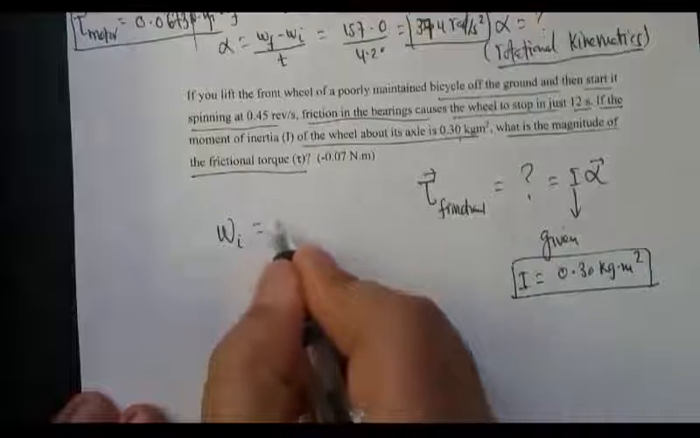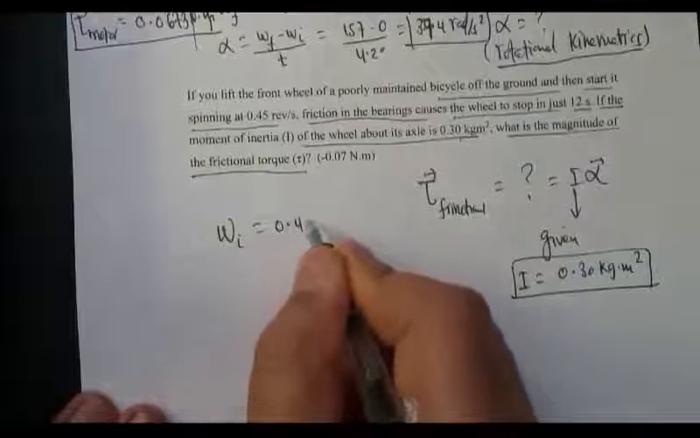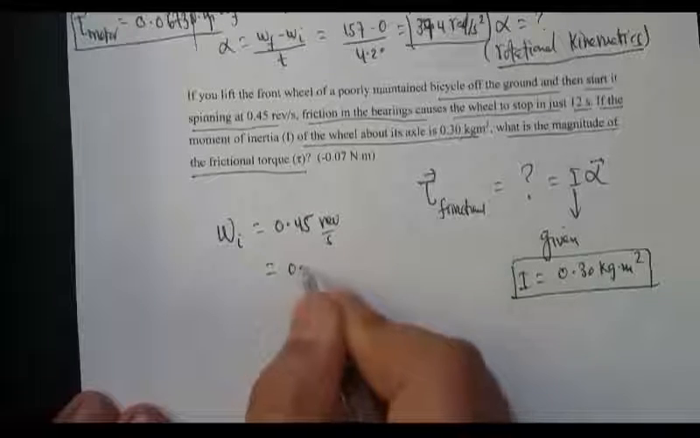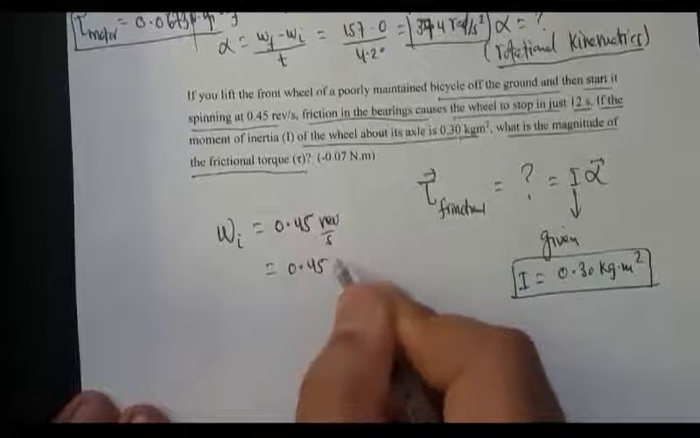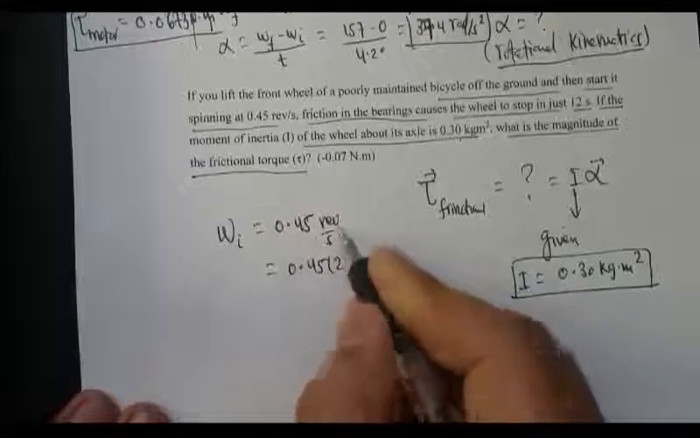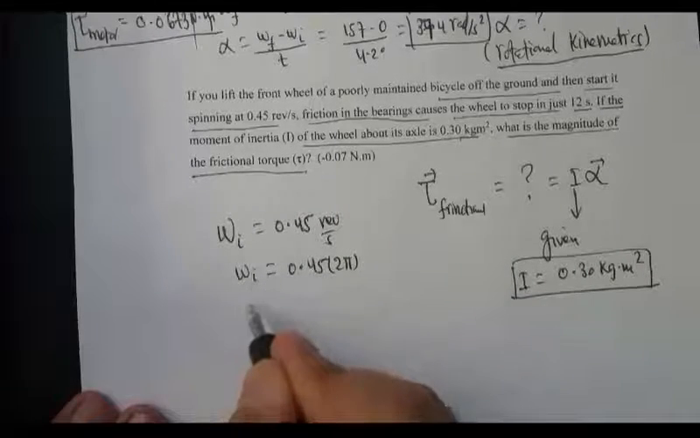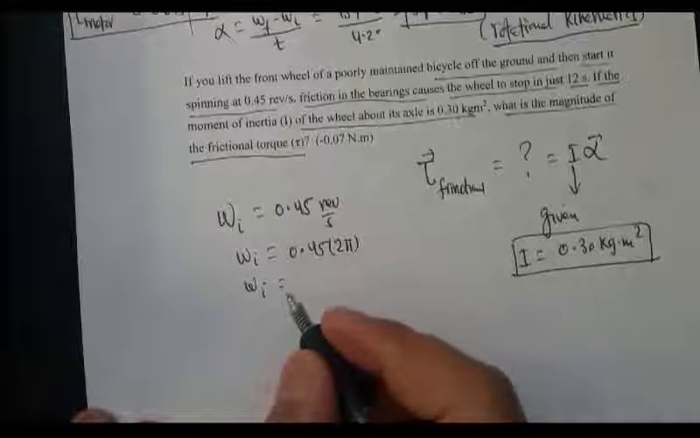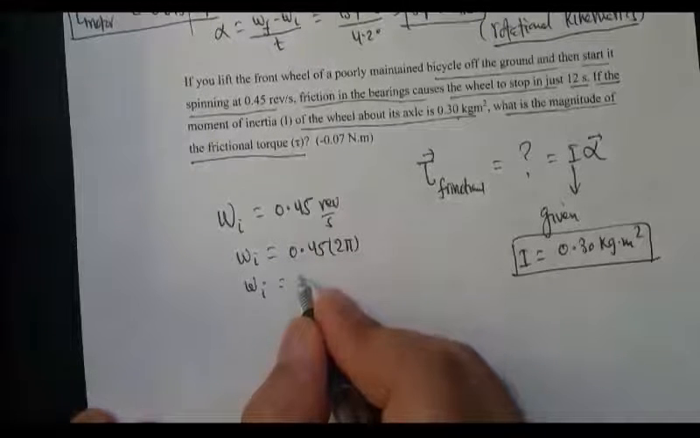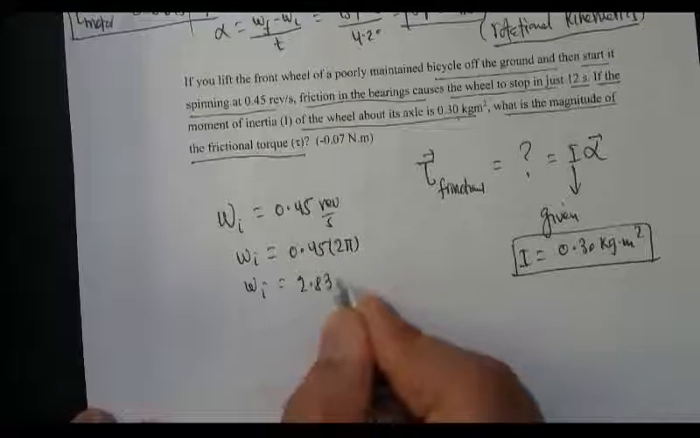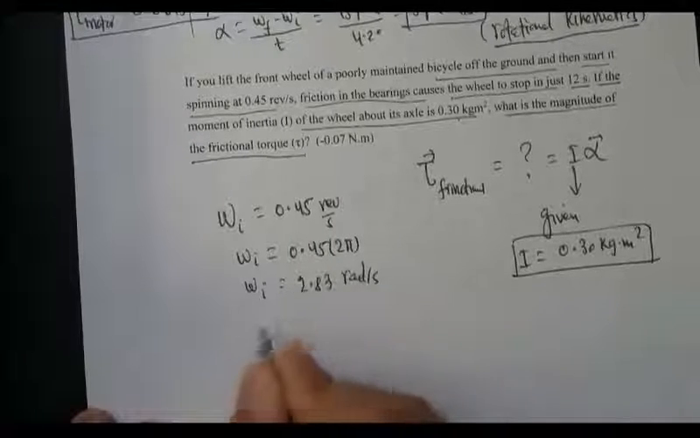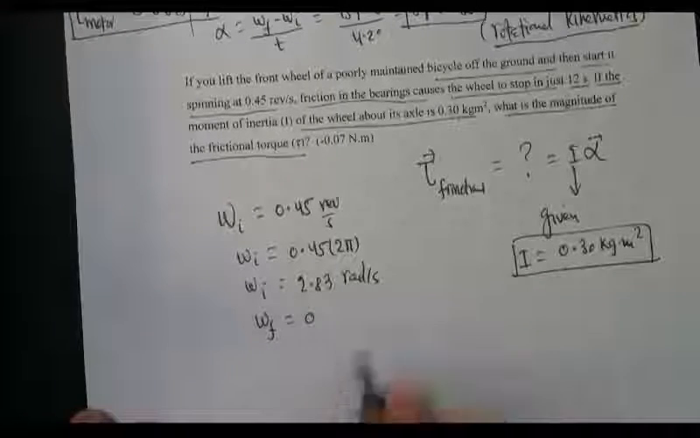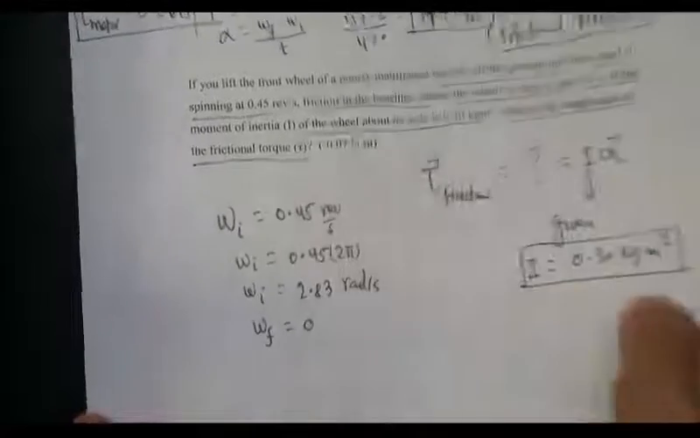So omega initial is spinning at 0.45 revolutions per second, but you must convert into radians per second. How to do that? Just multiply by 2 pi, because one revolution has 2 pi. So omega initial is 2.83 radians per second. What would be omega final? Of course it's 0, because finally it stops, the bicycle will stop.